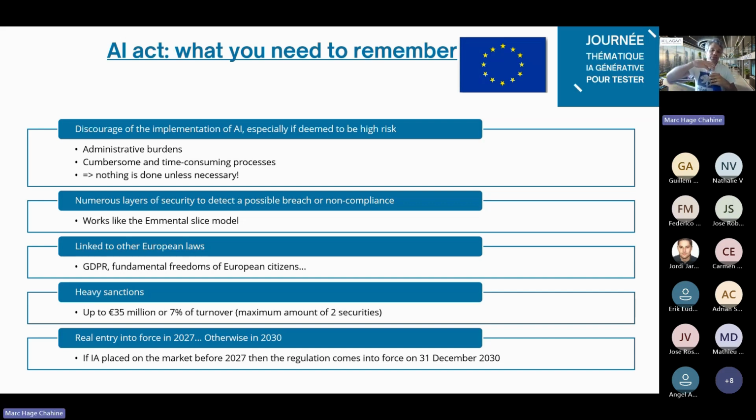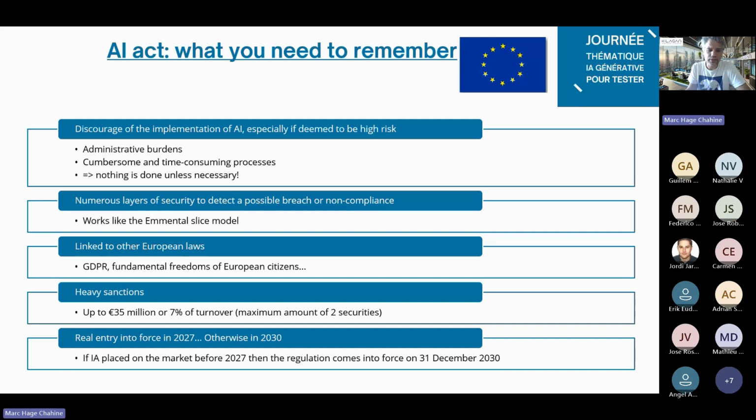There is also a lot linked with European laws, specifically GDPR and the fundamental freedoms of European citizens and so on. The sanction is a minimum of 35 million euros. And if you are a big company, it will turn into 7% of what you gain and what you produce in 1 year. So it's really, really big. And as I said, it will be really effective only in 2031.